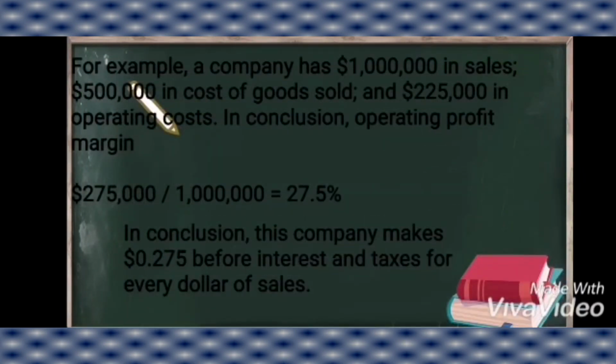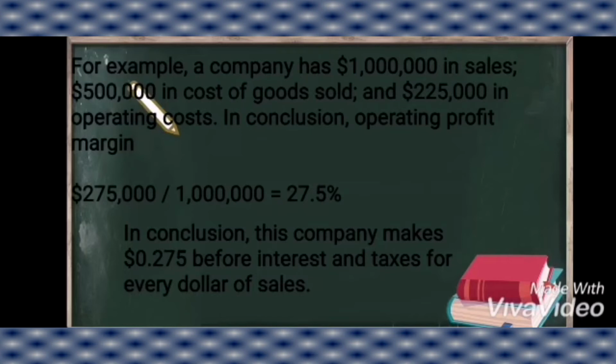So next example is a company has $1 million in sales and 500,000 in cost of goods sold and 225,000 in operating cost. So kani si 500,000 and 225 mao not fixed cost man ni siya, kailangan nato ni siya para makuha nato si operating income. So i-plus nato ni siya 225,000 plus 500,000 is equal to 725,000. So kani si 725 kay i-minus nato siya sa 1 million. So 1 million minus 725 is mao ni siya 275. Nakuha na nato si operating income.